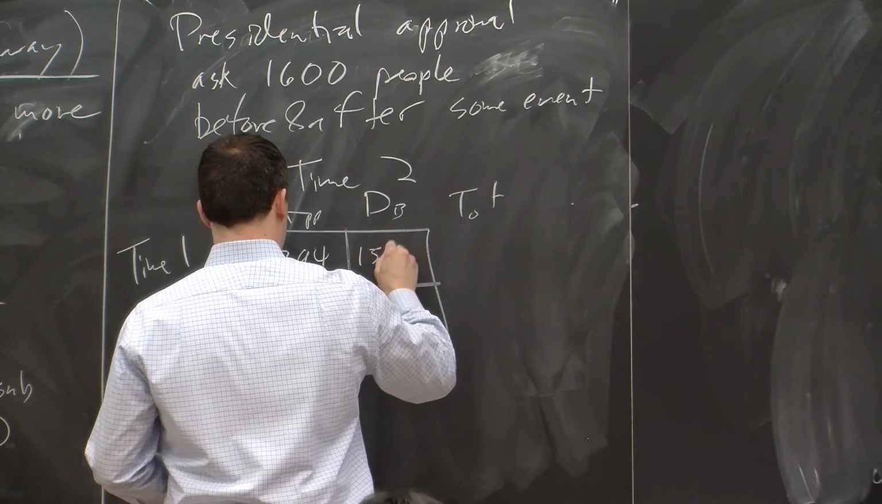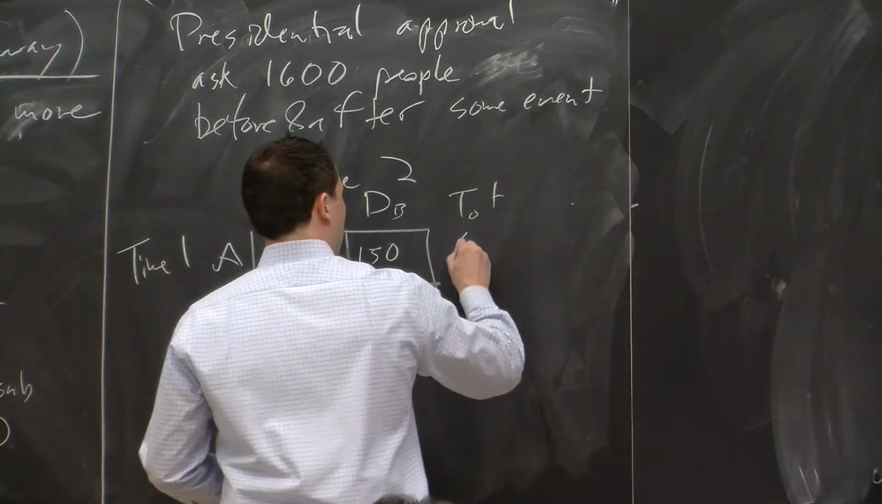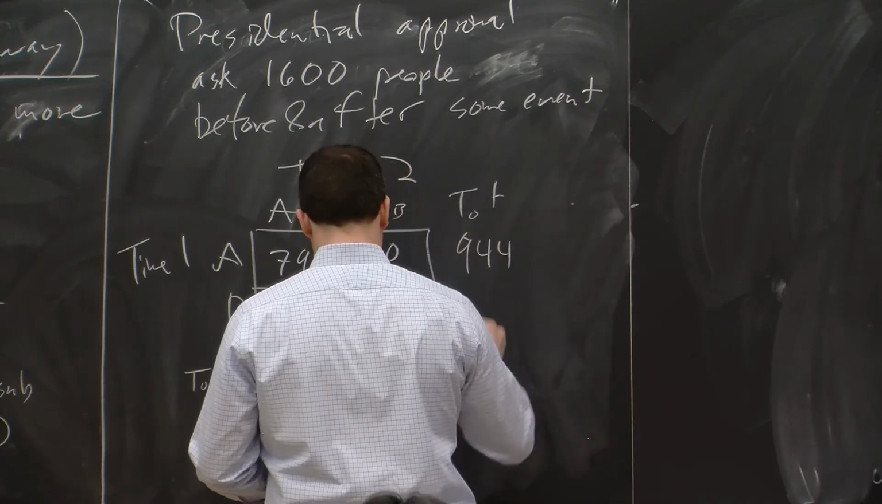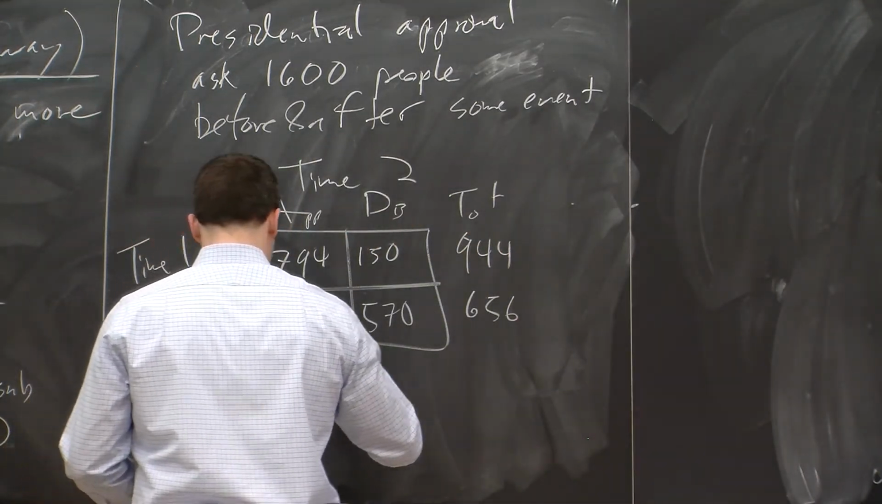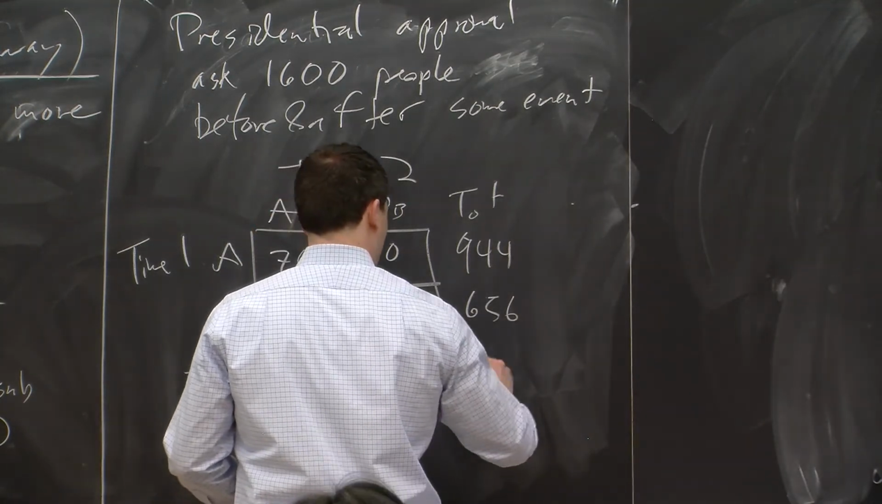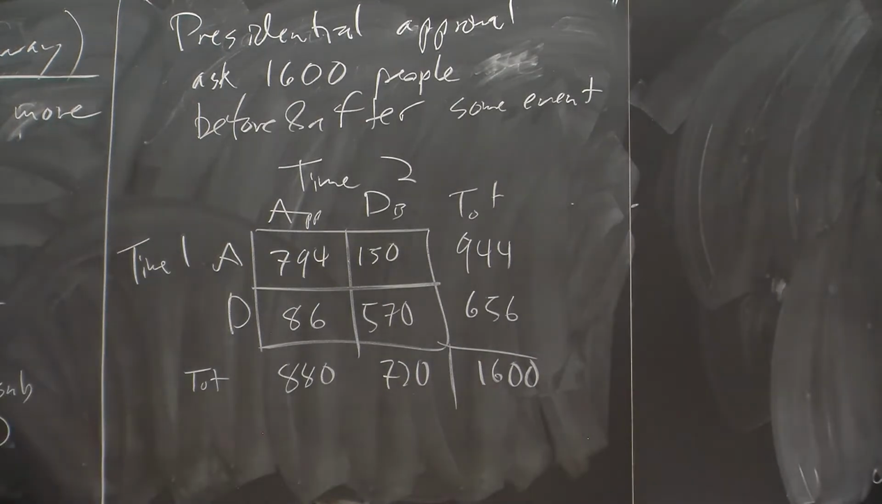794, 150, 86, 570, 944, 656, 880, 720, some total number, a grand total of 1,600.